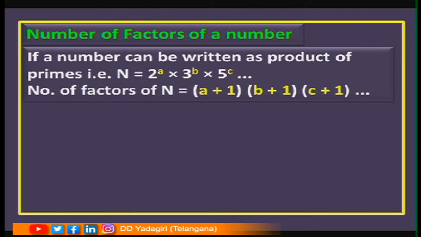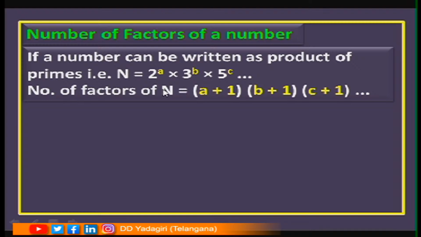If a number can be written as the product of primes, just now we have seen what primes are, right? Suppose a number n is written as the product of prime numbers, that is 2 to the power of a into 3 to the power of b into 5 to the power of c and so on. It can extend to any number of primes.